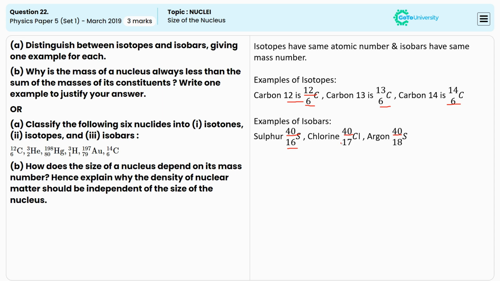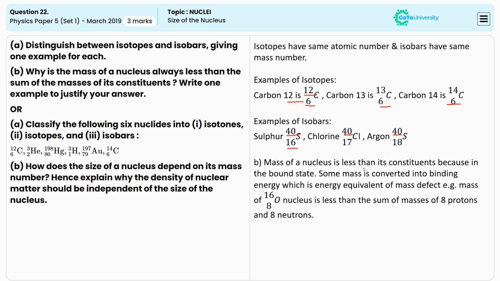Coming to the second part, the mass of a nucleus is less than its constituents because in the bound state, some mass is converted into binding energy, which is the energy equivalent of mass defect. Example, the mass of the 16O nucleus is less than the sum of the masses of 8 protons and 8 neutrons.